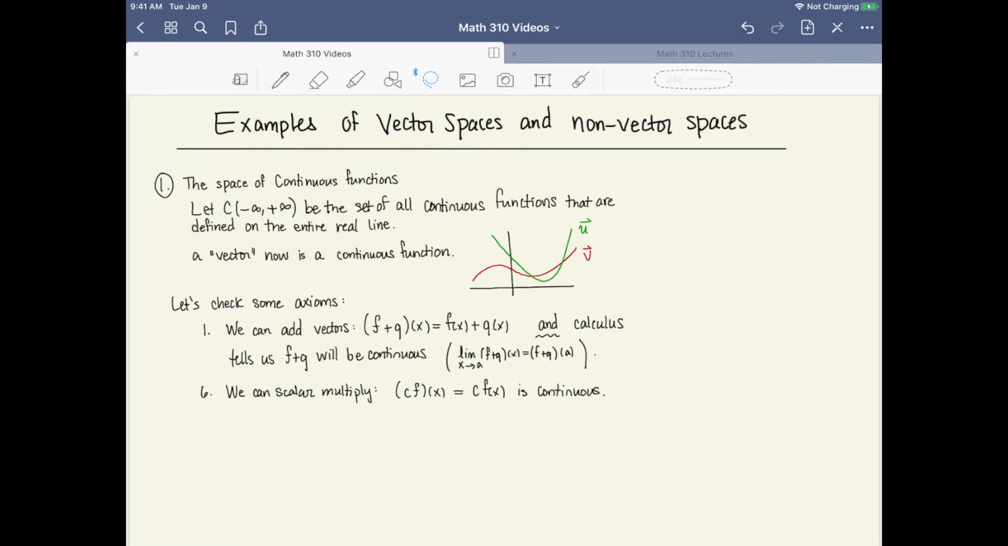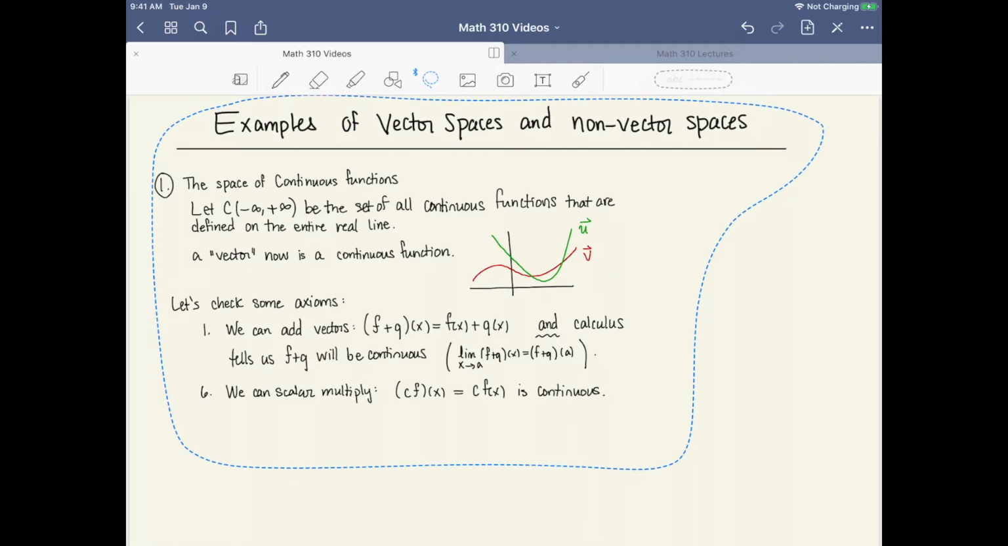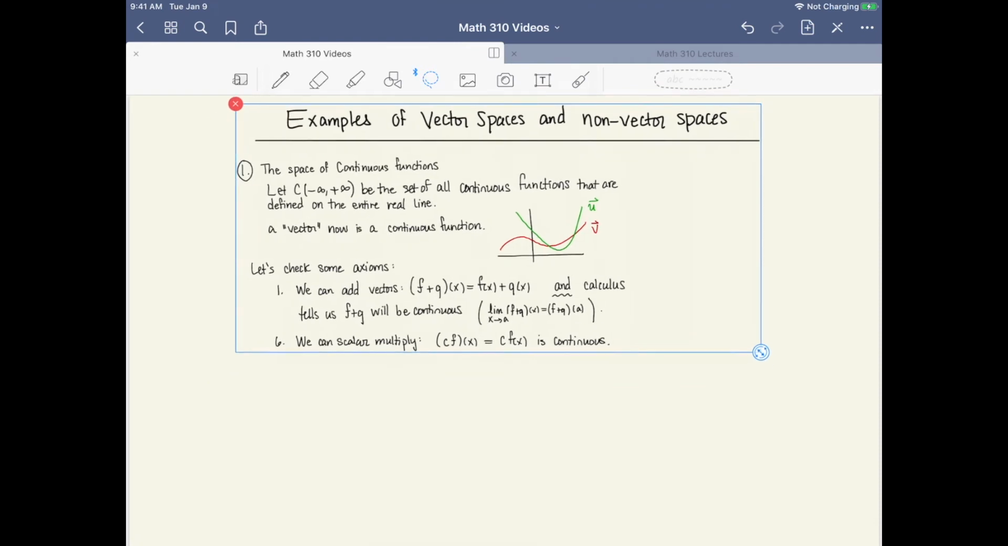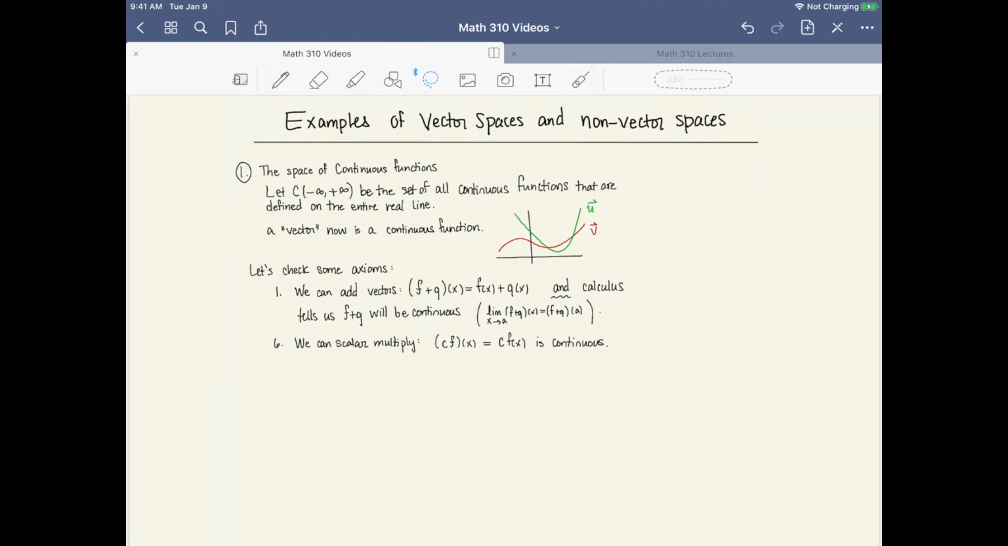It's also easy to check that the set is closed under scalar multiplication. When you take the function cf of x, that's also going to be continuous, which is another exercise in checking the limit definition of continuity. So this gets us 2 of the rules on the list. But in order to actually prove that you have a bona fide vector space, you would need to check all 10 axioms and prove that they're all satisfied in order to know that the set of continuous functions over the real line really does form a vector space.